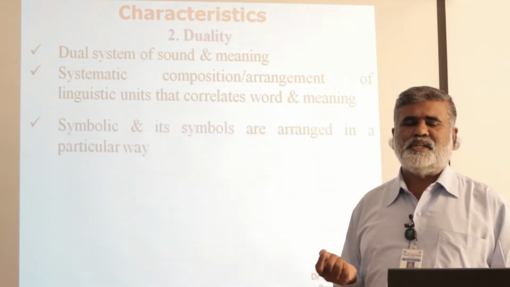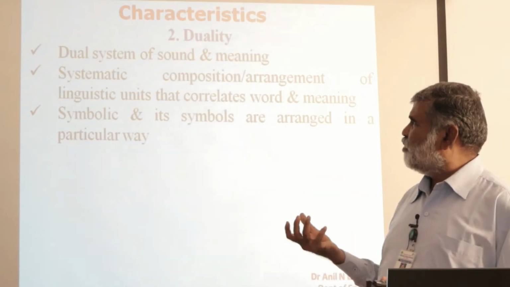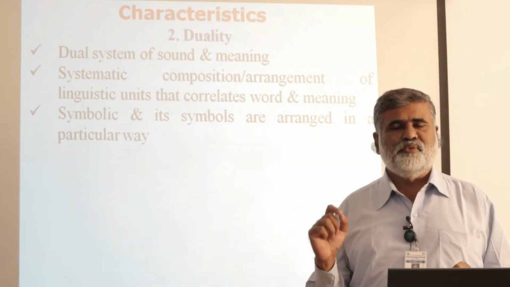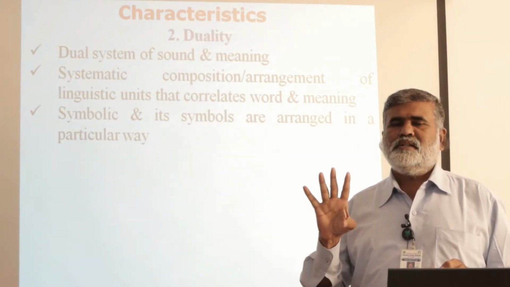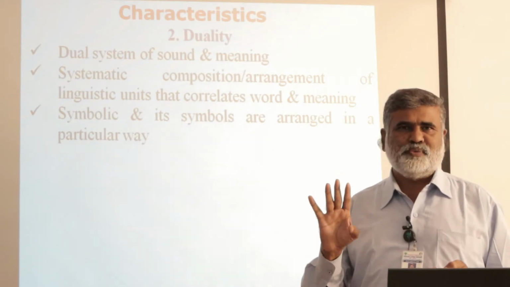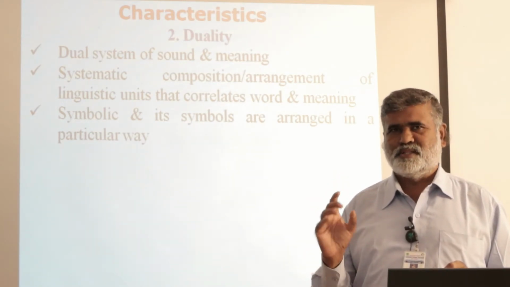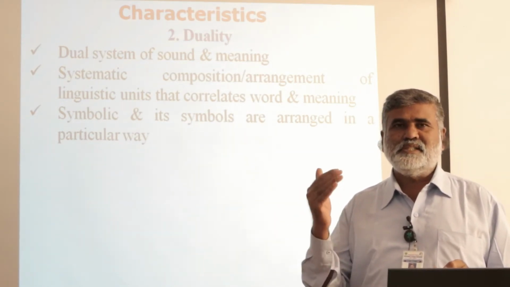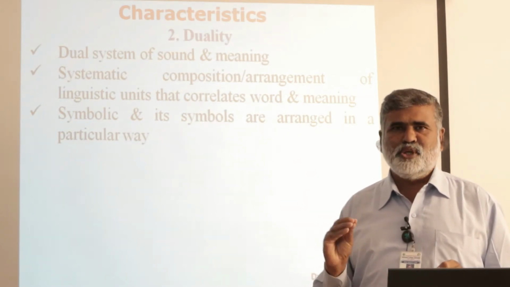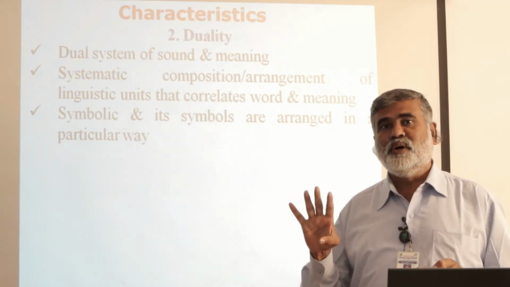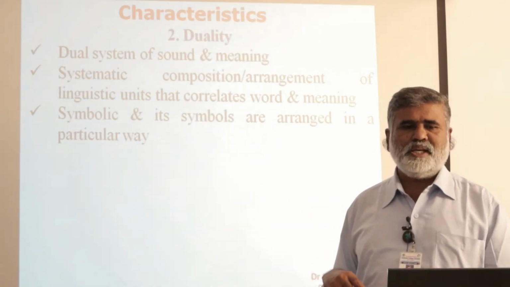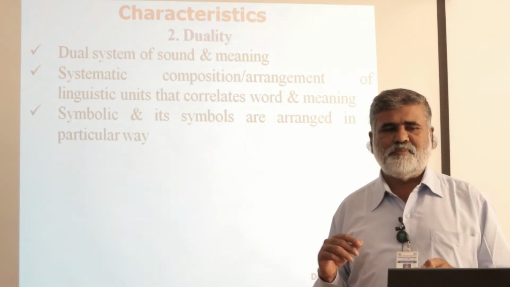Then we have to consider there are some symbols, that is a symbolic pattern, and the symbols are arranged in a particular way. You know very well, spoken English consists of 44 sounds. Sounds are symbols: p, b, t, d, k, g. With the help of those symbols we are able to form a word and it has some kind of meaning. So we have to consider the symbolic level.